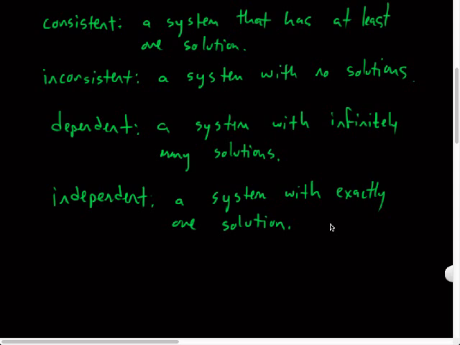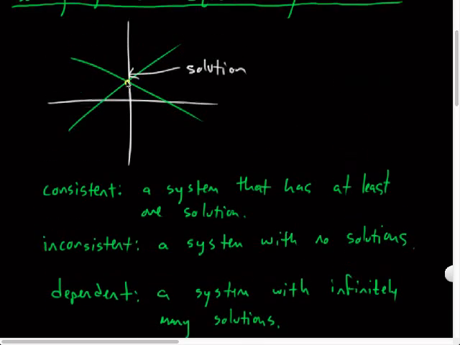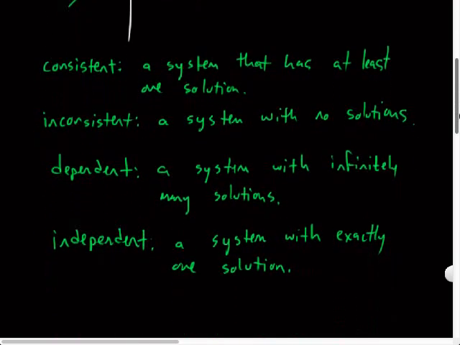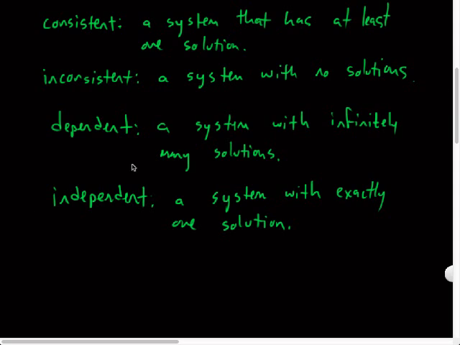Okay, so here are 4 terms. And what I want to point out is the following. Notice that consistent has at least one solution. The little picture I drew a moment ago has one solution. Inconsistent has no solutions. What would that look like graphically? Parallel lines. Yeah, 2 parallel lines. I'll draw a little image over here. So imagine 2 lines that are parallel, never crossing, would have no point in common, right?